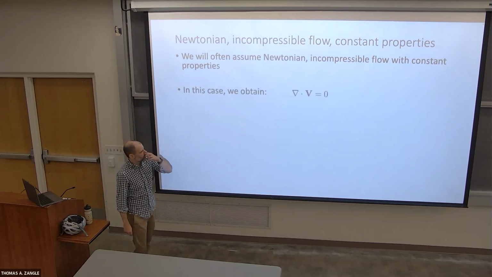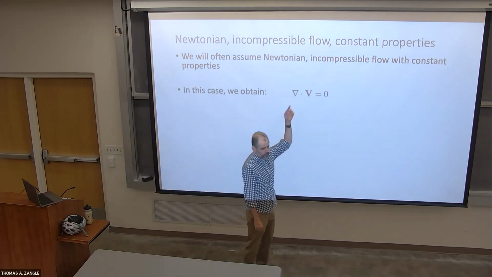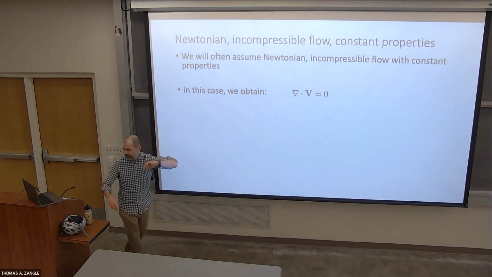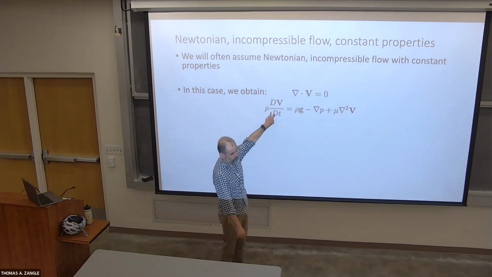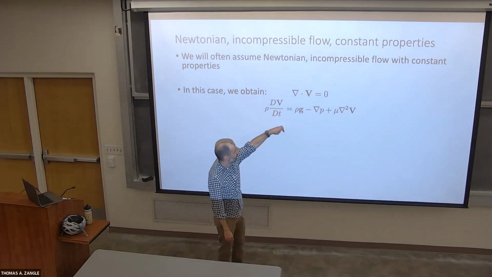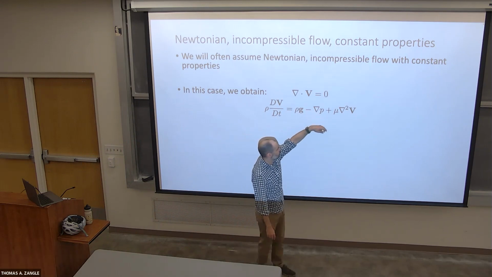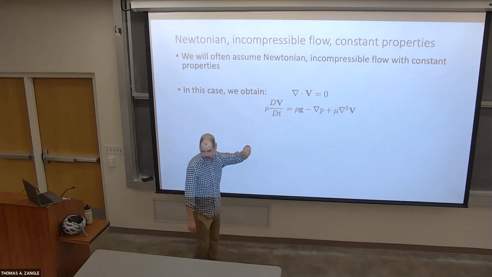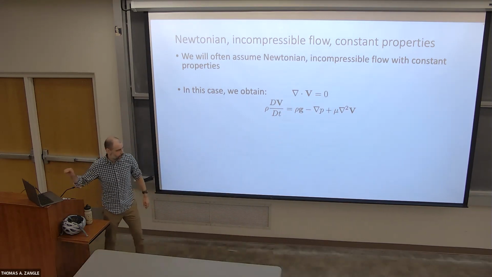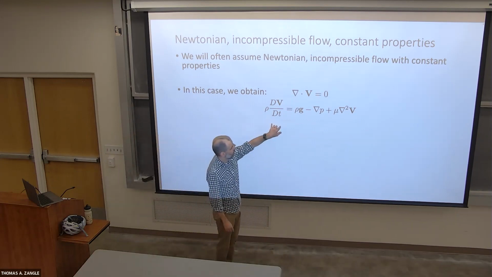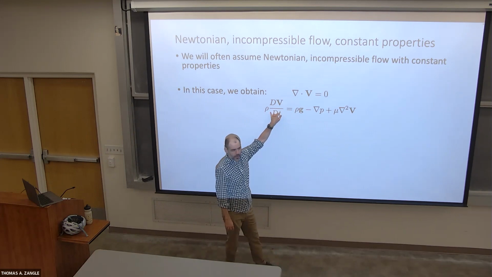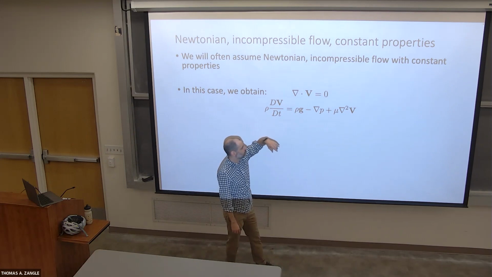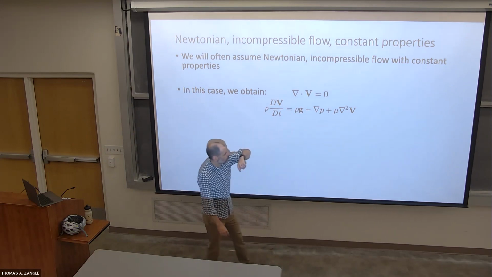And so in this case, we obtained, as we saw just a second ago, del dot v is equal to 0. Rho times the total derivative of velocity equals rho g minus grad p plus mu del squared v. Remember, right? This is F equals ma, right? But applied to an individual fluid parcel as it moves through our system.